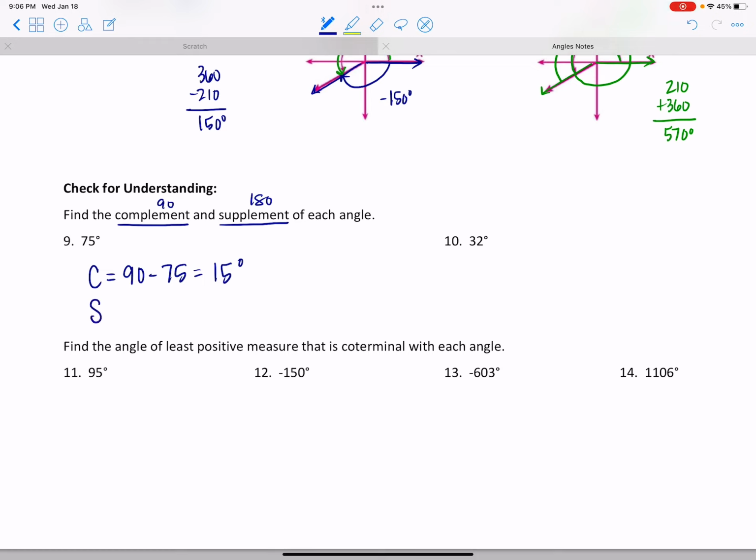Or the supplement is, what do I have to add to 75 to get to 180? So let me subtract the 75 out. That would be 105 degrees. So the complement of 75 is 15. The supplement for 75 is 105.